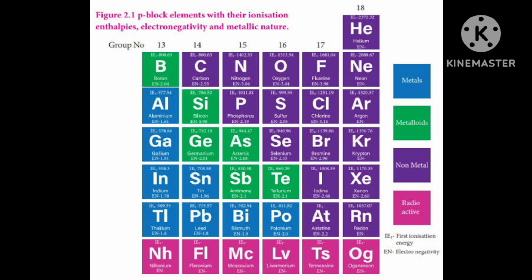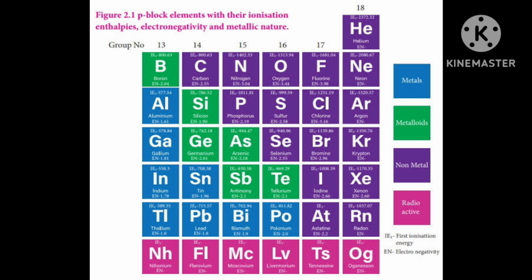Now the general electronic configuration. Group 13, the boron group, is ns2 np1, where n is the orbit number. For 14, one more electron is added: ns2 np2. For 15, again one more: ns2 np3.